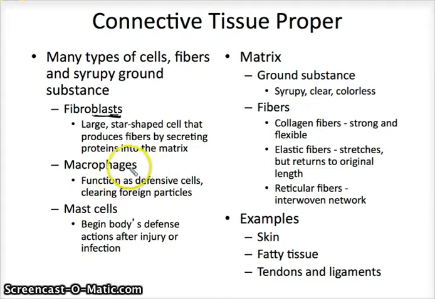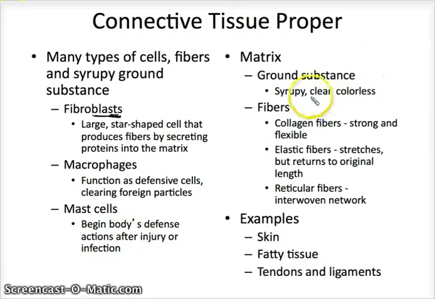Now, macrophages we'll talk a little bit of detail with when we go into the lymphatic system. For the most part, defense. You should already have a little bit of knowledge about that anyway. It's basic immune response. And then now we have a new kind of cell, the mast cell. Now, these become active after injury.